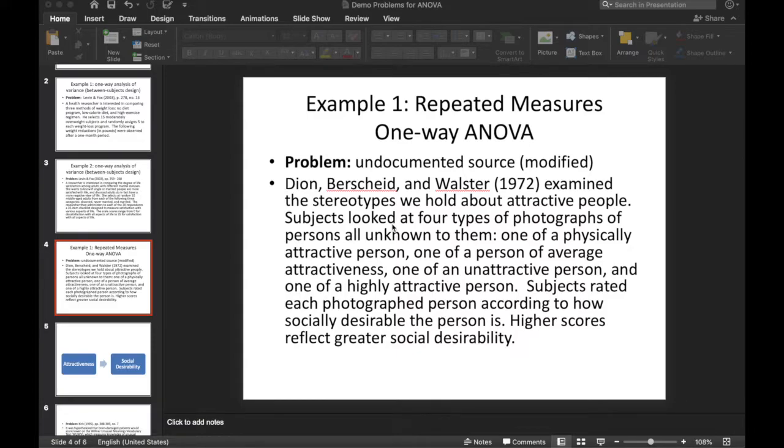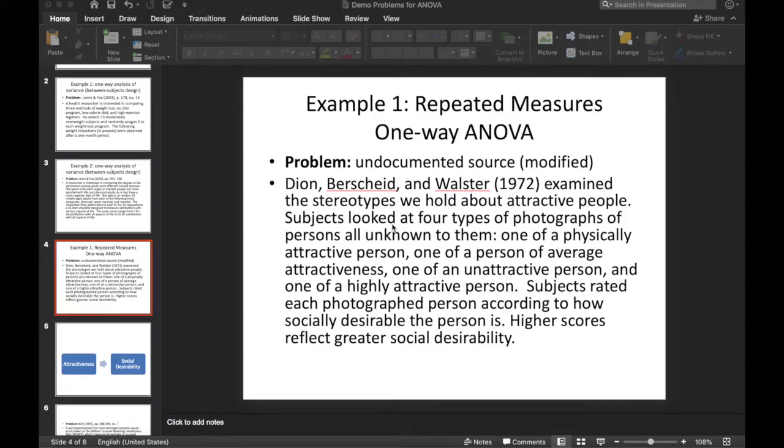So it's similar to the other kind of one-way ANOVA, the between subjects, in the sense that it is used when you have one independent variable that is categorical, typically when there are more than two levels in that categorical independent variable, and when you have one dependent variable that is typically measured as a continuous variable.